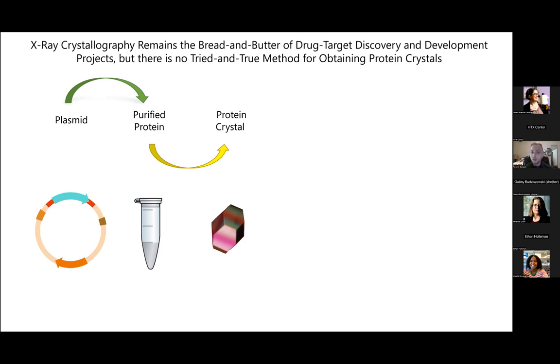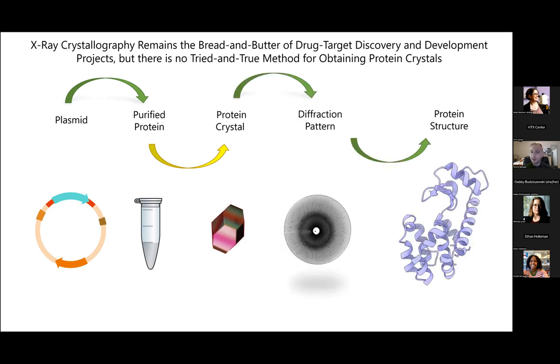But if you're one of the lucky few who do manage to get protein crystals of diffraction quality, you shoot an X-ray laser at it, you get a diffraction pattern, and then voila, you get your protein structure. So the goal of this talk is to show you how we at the Hunt Lab have developed a method to optimize your protein's properties to help them crystallize efficiently.